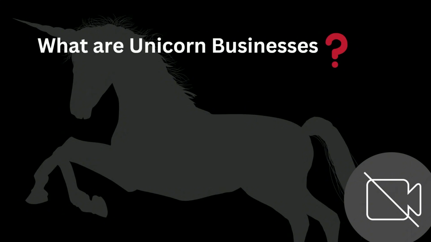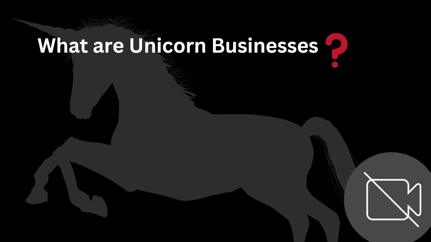So the first term is valuation. The valuation of a company refers to the estimated worth of the company based on various factors such as revenue, growth potential, market size, and competition. Unicorn companies have a valuation of over $1 billion, which is a significant milestone for any startup.